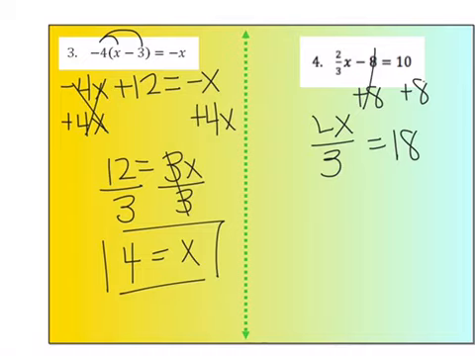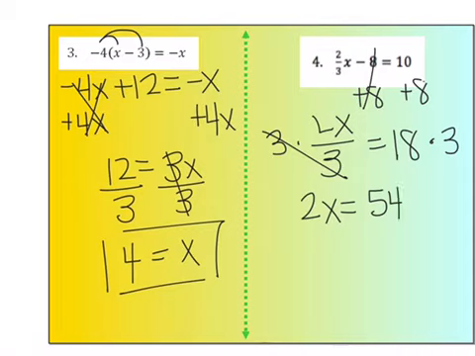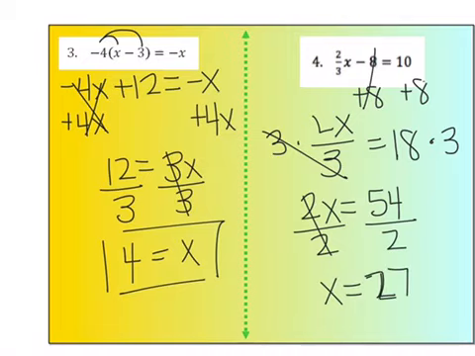So now we're going to do this piece by piece. To get rid of dividing by 3, we have to times by 3. What you do to one side, you got to do to the other. So I'm left with 2x equals 54. And now I can divide by that 2. So x is going to equal 27.